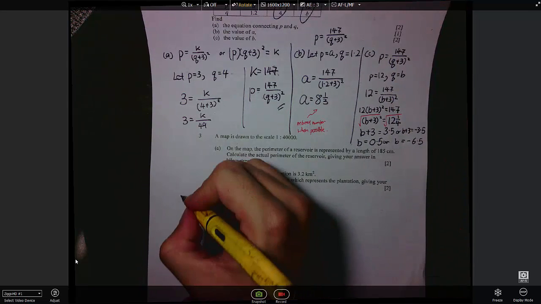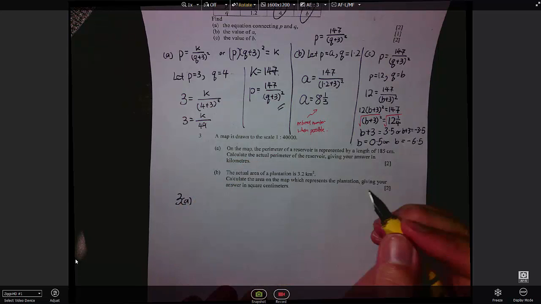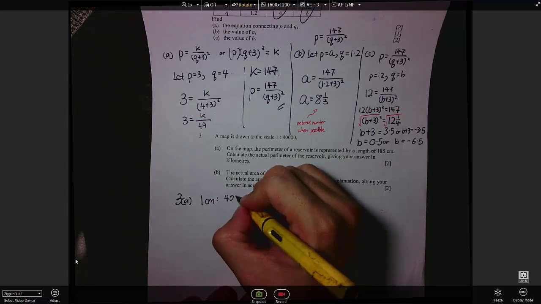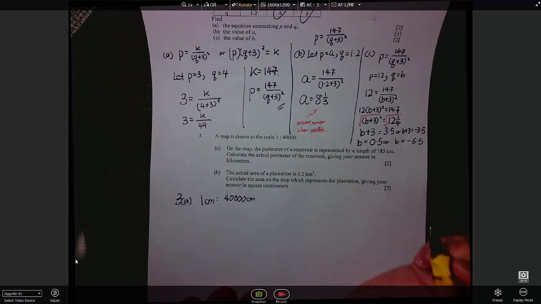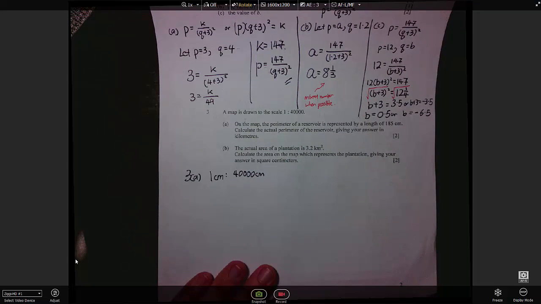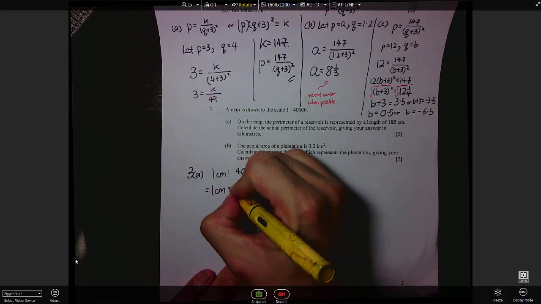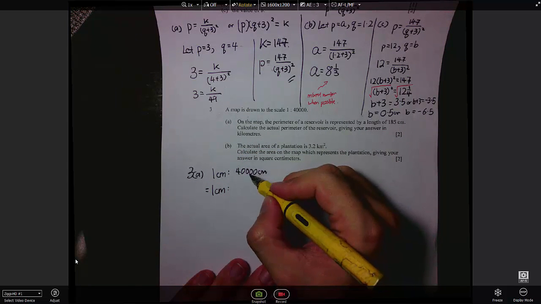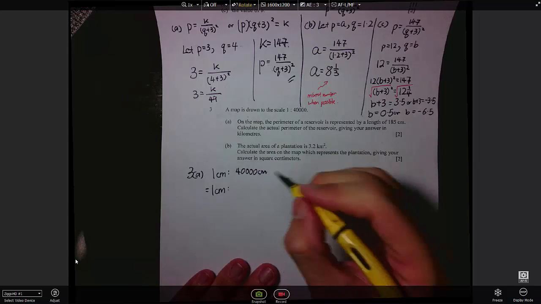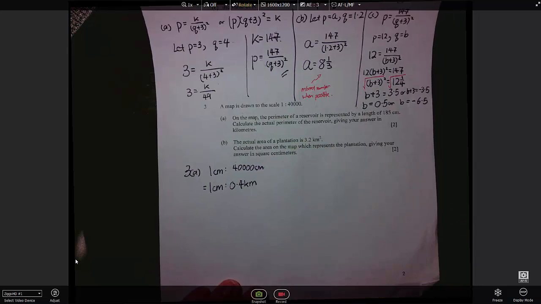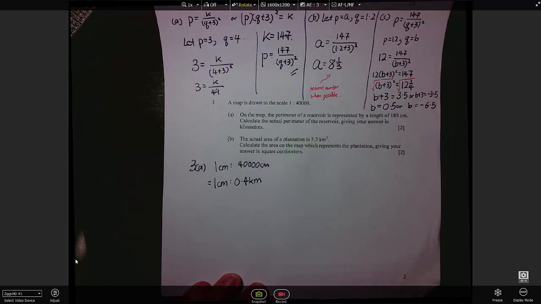Now, question 3a. Question 3a works like this. First, I say that 1 cm represents 40,000 cm. Until now, we still have people who are unable to convert cm into km. So first I divide by 100, it gives me 400 meters. I divide by another 1000, it gives me 1 cm represents 0.4 km in real life.